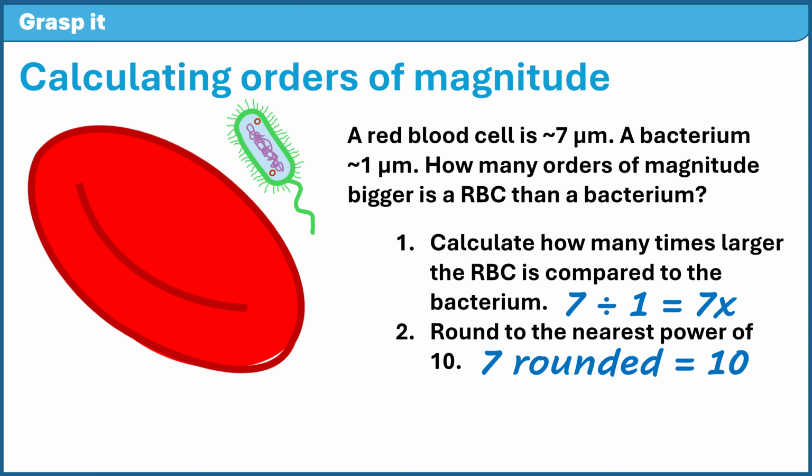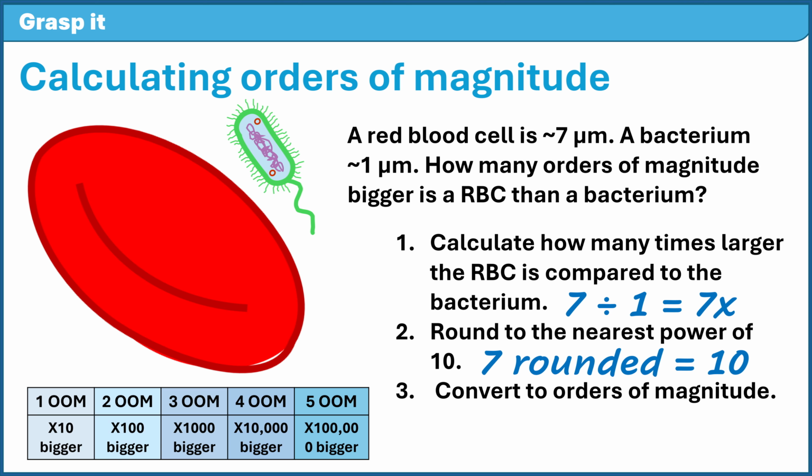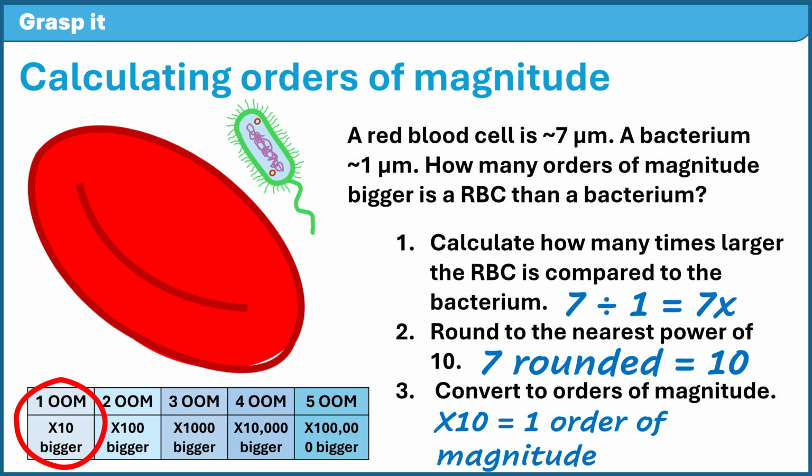Step 3 is to convert to orders of magnitude. 10 times bigger is equal to 1 order of magnitude. And that's it. The red blood cell is 1 order of magnitude bigger than the bacterium. 3 simple steps and you've got your answer.